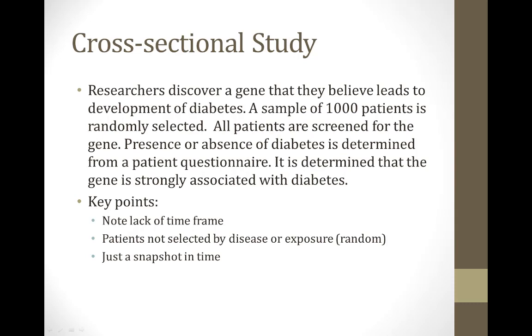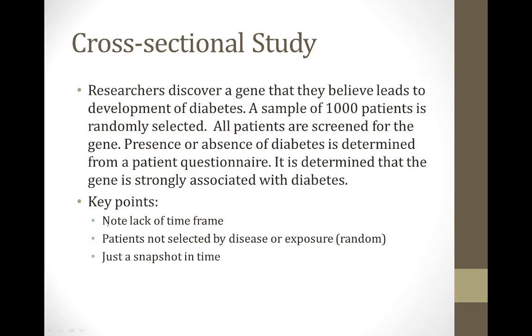Here's a third example of a cross-sectional study. Researchers discover a gene that they believe leads to development of diabetes. A sample of 1,000 patients is randomly selected. All patients are screened for the gene. Presence or absence of diabetes is determined from a patient questionnaire. It is determined that the gene is strongly associated with diabetes.